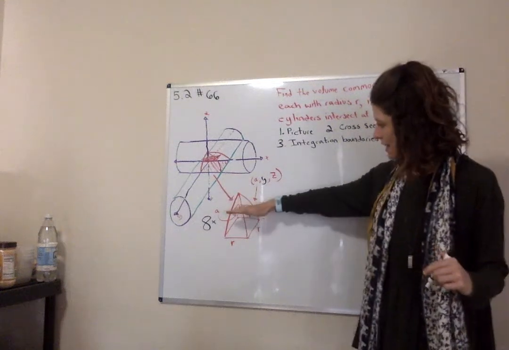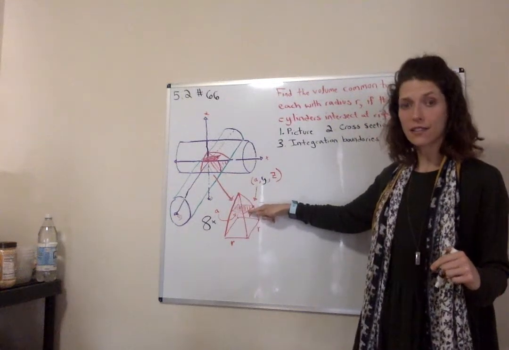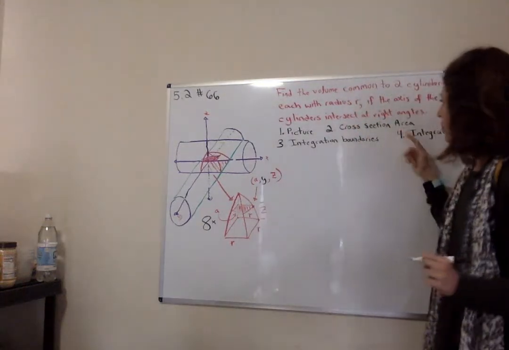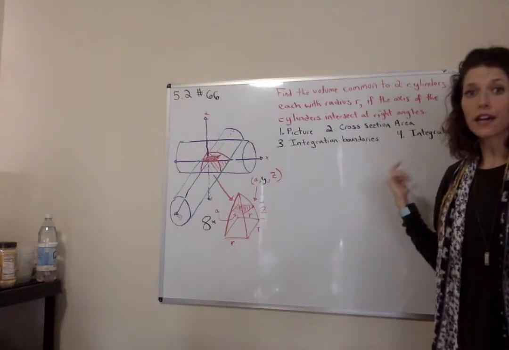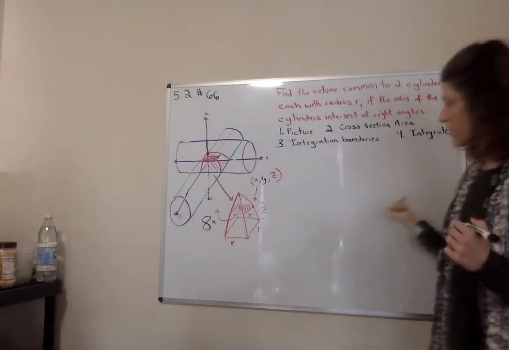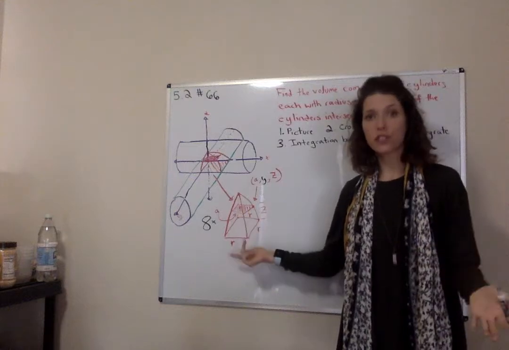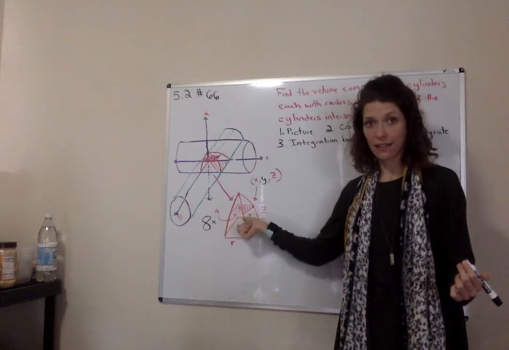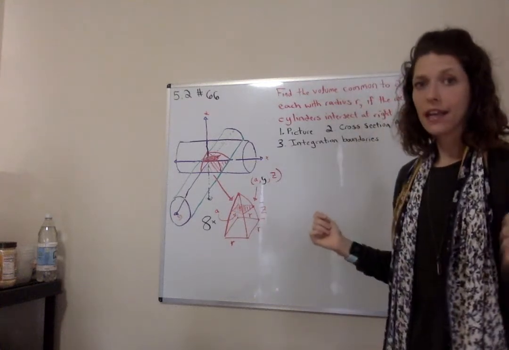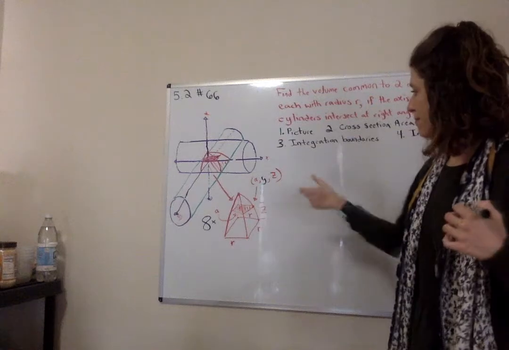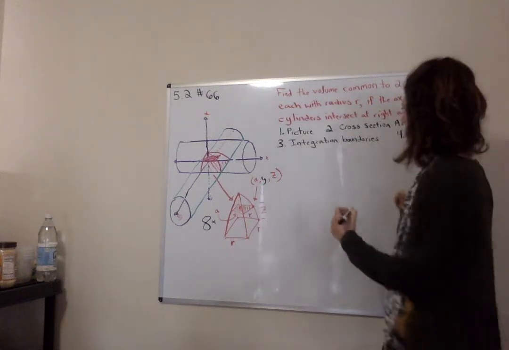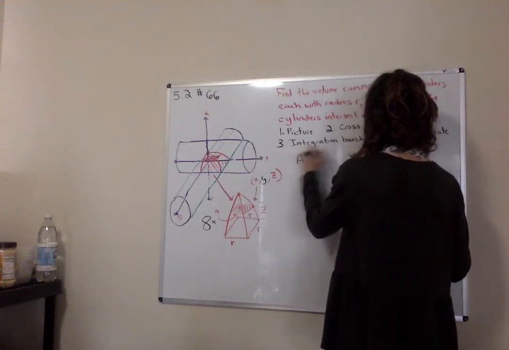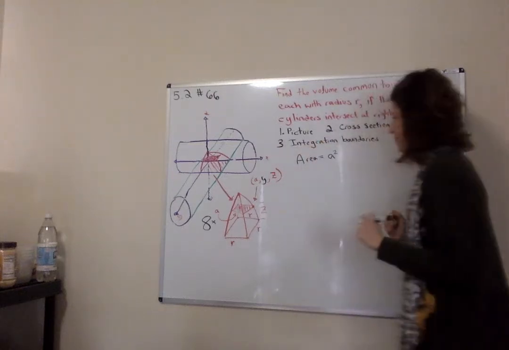If I slice it, I end up with one of these red squares here. And I want to figure out a formula for the area of one of those squares. First of all, I'm going to let the variable a be the side length. The area of a square is the square of a side length, so the area is equal to a squared.